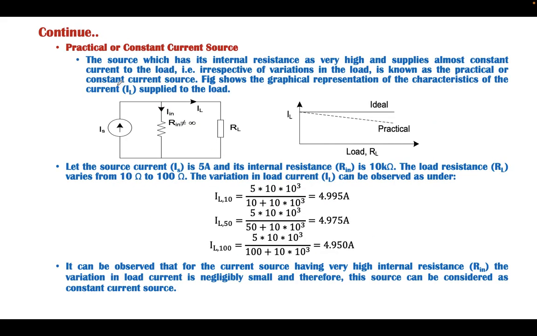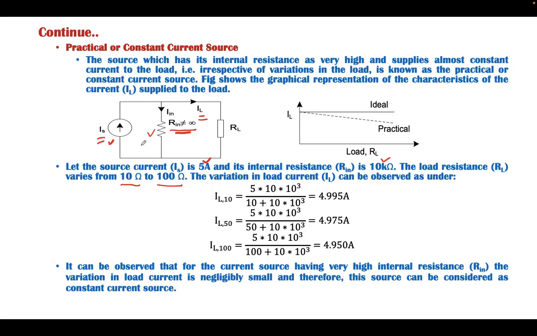Now we can consider the current source. In case of a current source, we know the internal resistance is represented in parallel with the source. The source supplies a current of Is, and the load current is IL. In this case, the internal resistance may be as high as possible but not infinity ideally. Let me consider the current supplied by the source is 5 ampere, the internal resistance of this source is 10 kilo ohm, which is very high, and the load resistance again varies from 10 ohm to 100 ohm.